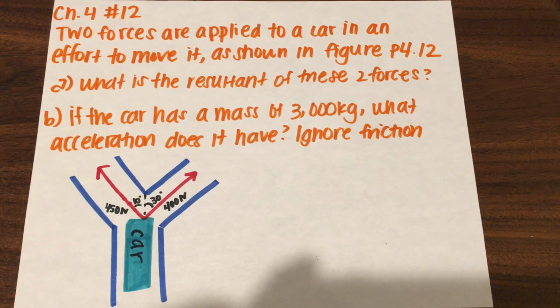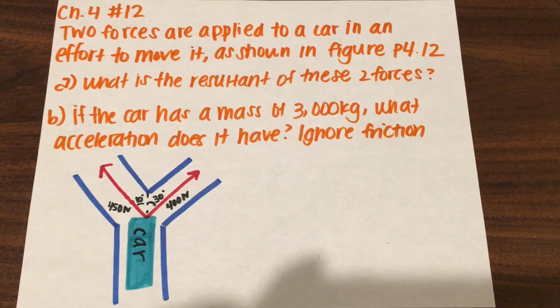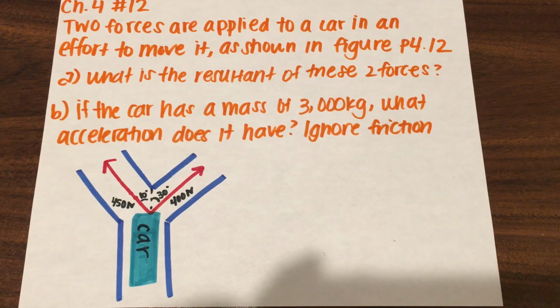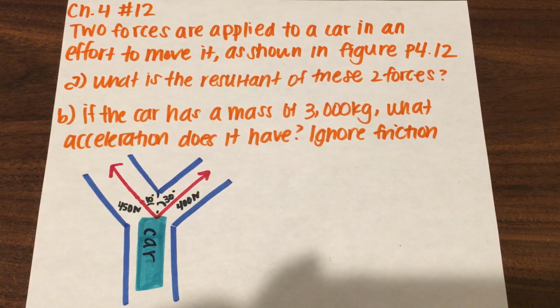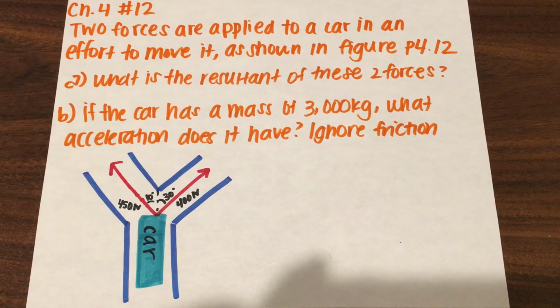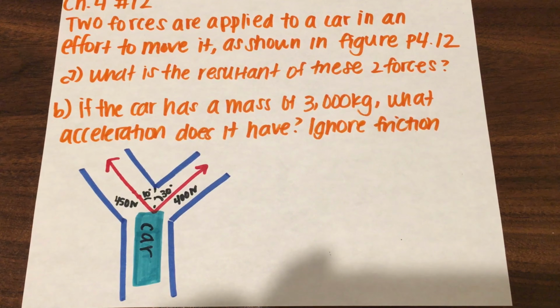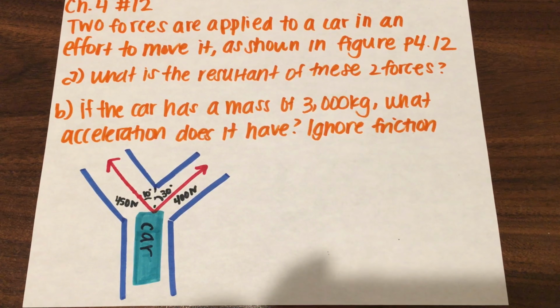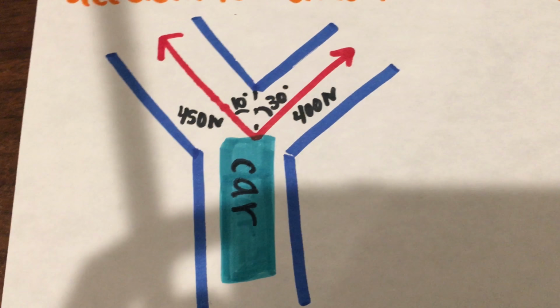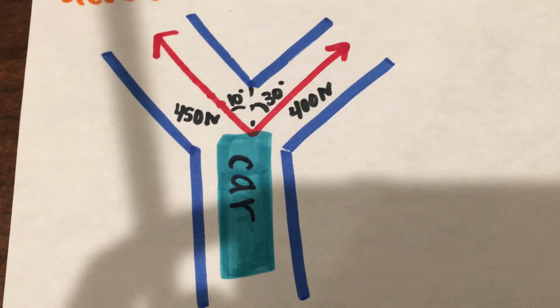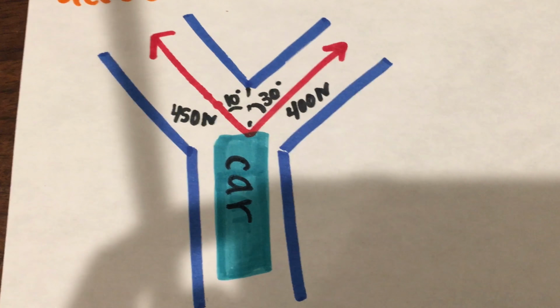Two forces are applied to a car in an effort to move it, as shown in figure P4.12. A. What is the resultant of these two forces? B. If the car has a mass of 3,000 kilograms, what acceleration does it have? Ignore friction. So this is the figure that we're going to be basing our problem off of.